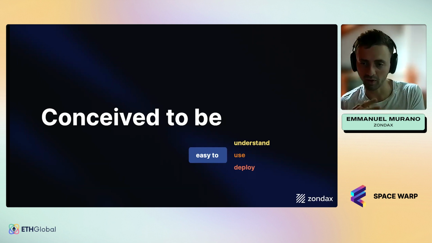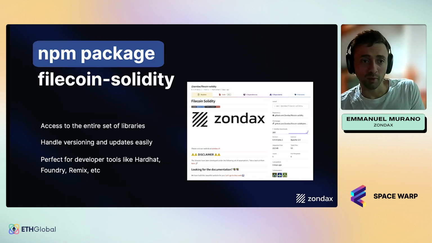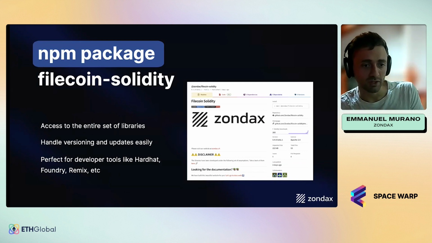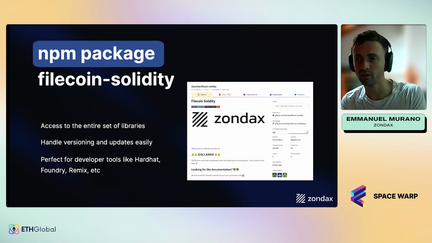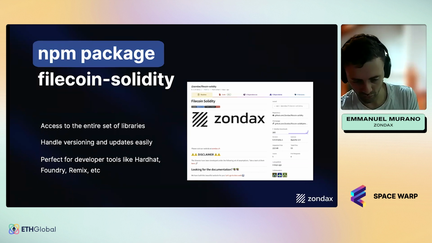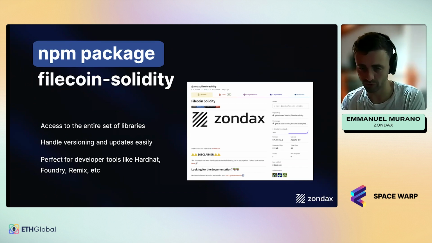So those are the main three points that we tried to focus on when developing the libraries. As I mentioned before, we have an npm package called Filecoin Solidity, at Zondax/Filecoin Solidity, as you can see in the image. It has the entire set of libraries, and you will see there are some test libraries, the libraries itself, the types, and some mock libraries that don't do anything specific with the real Filecoin network, but have some mock scenarios depending on what you pass to them. But you will find everything there in the package.